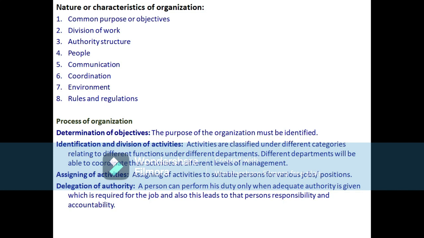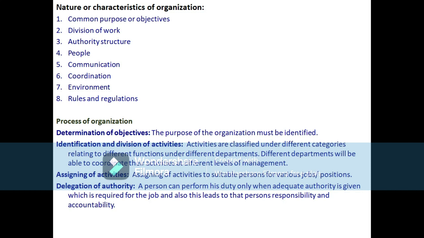So delegation of authority is nothing but a person will be able to perform his duty whenever he is given adequate authority required for his job only. If the work is assigned without delegating authority, it will be meaningless. Why? Because without power, no person can exercise authority. He cannot exercise his duty on subordinates. If he is assigned with authority, power, then the subordinates will listen to his words.